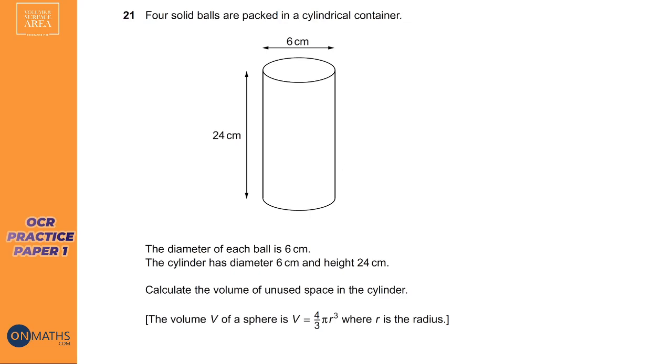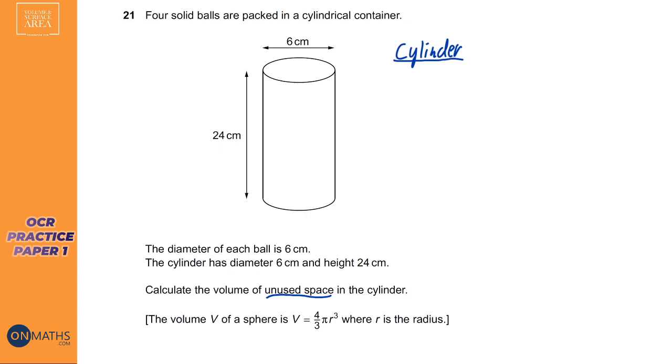And so the balls are going in the cylinder. There's 4 of them, so 1, 2, 3, 4. They go in the cylinder there. They're supposed to be equal sized. And so all we need to do is work out the volume of the cylinder, take away the volume of each of the balls, because the balls will be taking up that amount of space, and that will give us the unused space, which is what the question is asking. So we're going to first of all work out the volume of the cylinder.